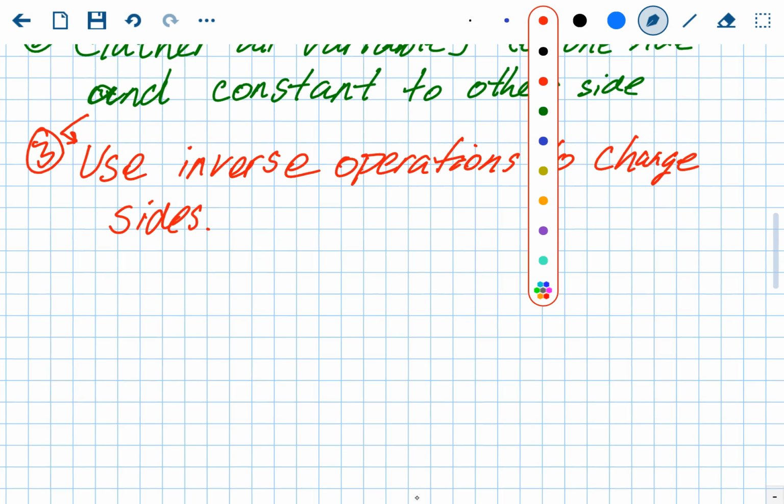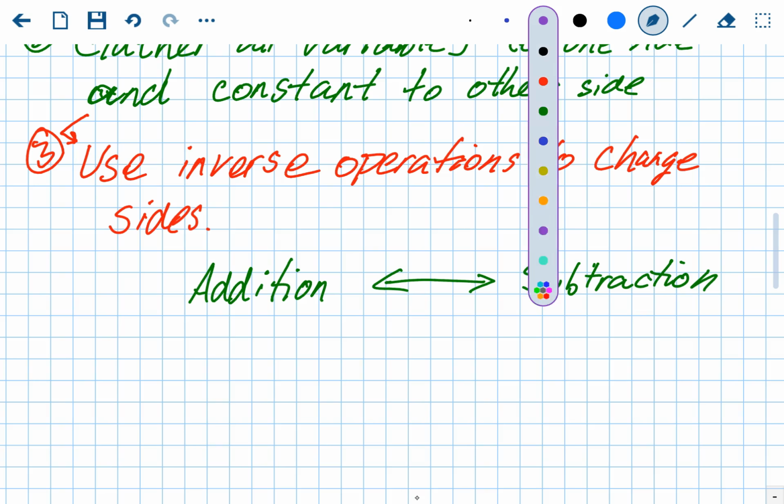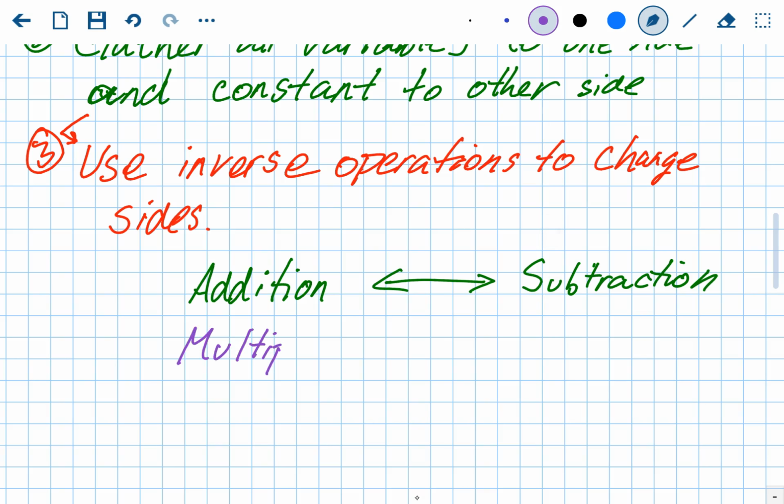So the inverse operations, you can think of it like this: if you are trying to get rid of an addition, you're going to use a subtraction, and vice versa. If you need to get rid of a subtraction, you use an addition. Okay. Now really what you have is positive and negative numbers. And for a multiplication, if you need to get rid of a multiplication, you're going to have to use a division.